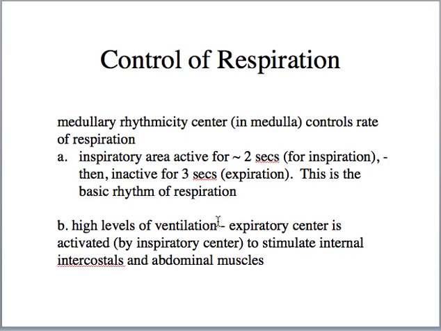However, if you have high levels of ventilation because you are exercising rapidly, or you have a great need to breathe rapidly, let's say you're not getting enough oxygen, this will activate the expiratory center in your medulla, and this will then stimulate your internal intercostals and your abdominal muscles to help you exhale more vigorously.